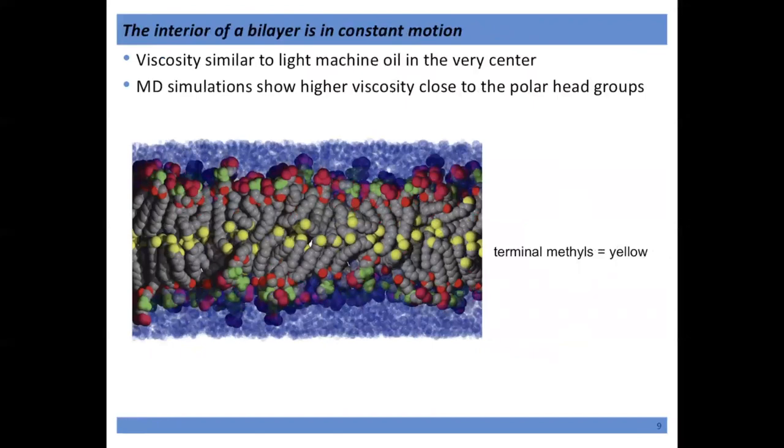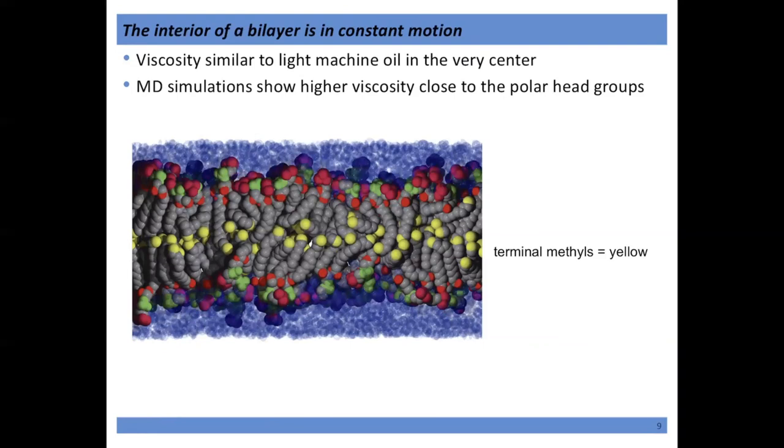So the big take-home message is these are not like two pieces of bread that make a sandwich. There is a lot of motion. Not only can the lipids move fast within a leaflet, these tails are wiggling quite a bit. So there's lots of wrapping and what they refer to as interdigitation, where these chains kind of insert themselves in between other chains. So these are fairly fluid.